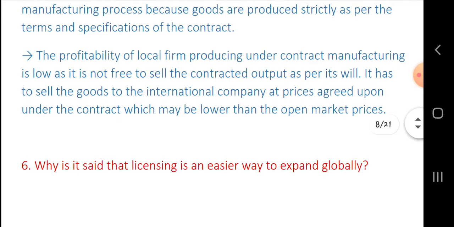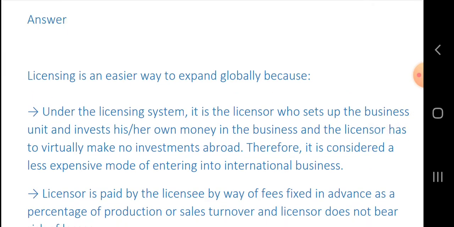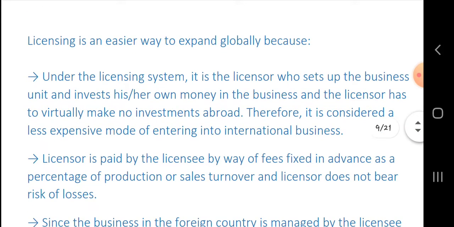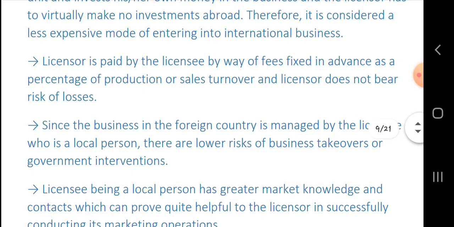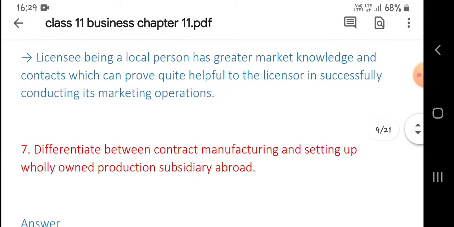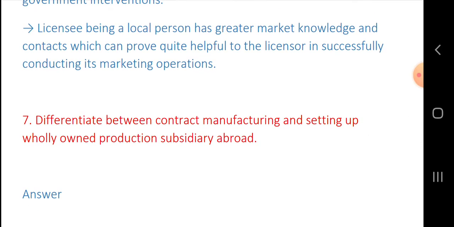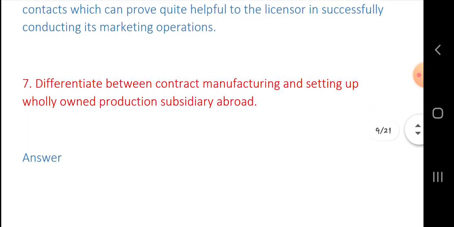Next, why is it said that licensing is an easier way to expand globally? Under the licensing system, it is the licensee who sets up the business unit and invests their money in that work, and the licensee pays the licensor fees fixed in advance as a percentage. And the licensee, being a local person, has greater market knowledge and contacts, which can prove quite helpful to a licensor in successfully conducting its marketing operations.